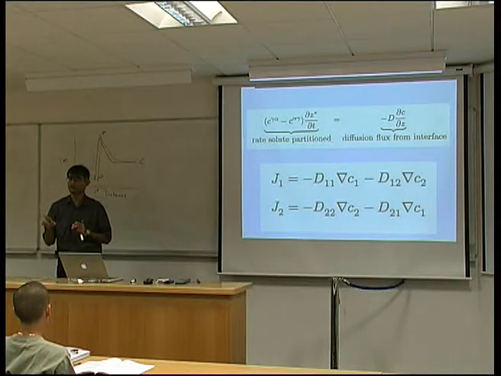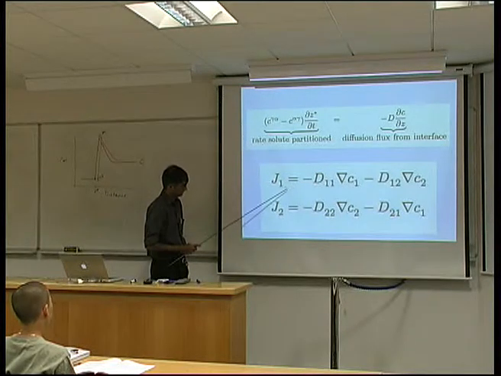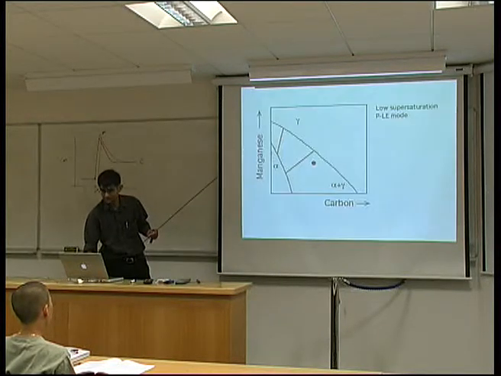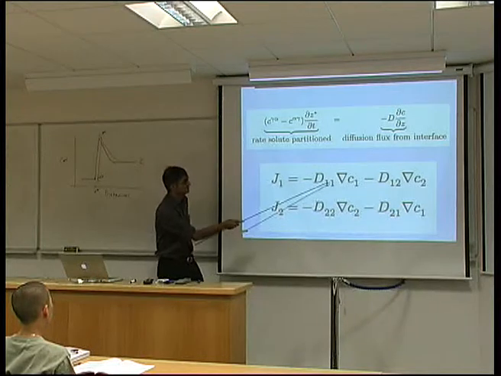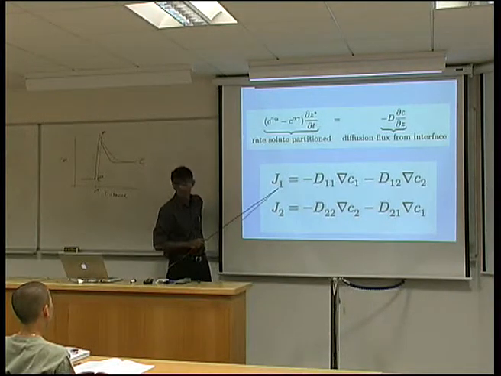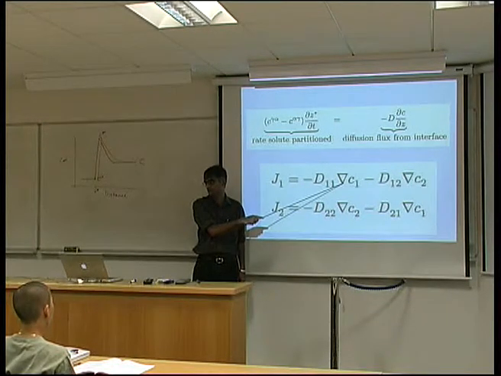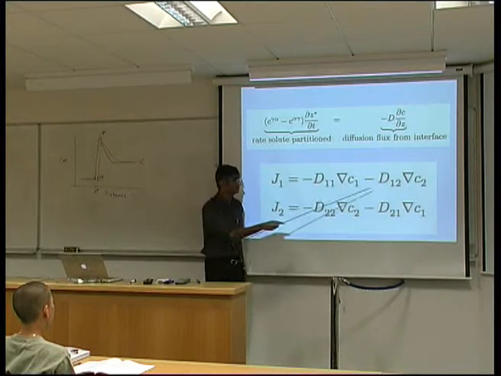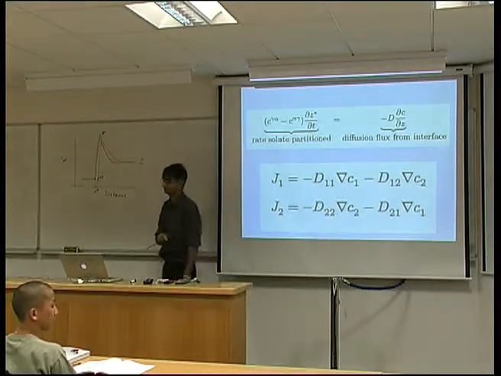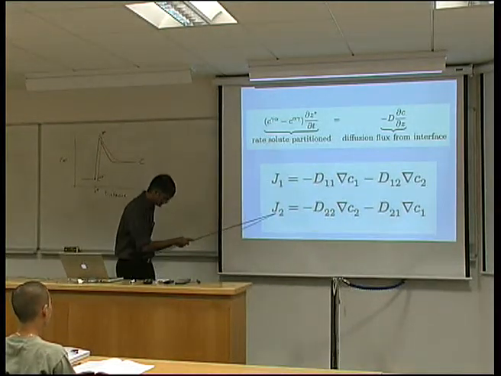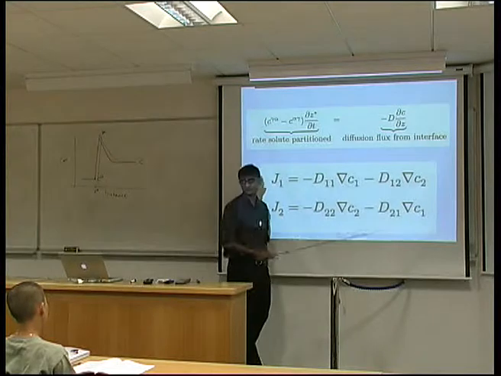Now of course when we have two species diffusing, we've got to have two equations like this. The flux of species one, let's say carbon, will depend not only on the gradient of its own concentration, but also on the gradient of the second species. And similarly, the diffusion flux of manganese will depend not only on the gradient of manganese, but also on the gradient of carbon.